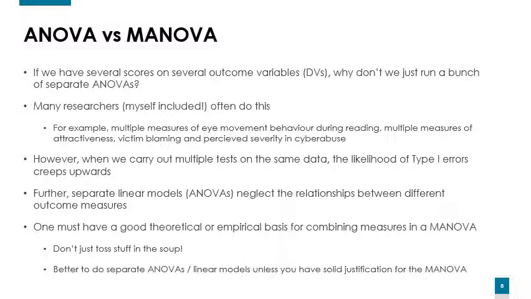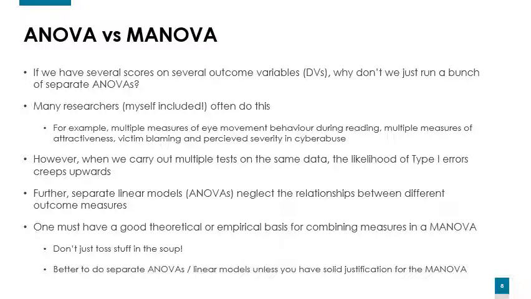Similarly, if you're looking at cyber abuse, if you have manipulated, say, the valence, the emotional content of an initial post, and then measured responses to that post and how it impacts on things like attractiveness, victim blaming, perceived severity, why not just do a whole bunch of separate ANOVAs? Well, when you carry out lots and lots of tests on the same set of data, you actually increase the likelihood of making a type 1 error. And furthermore, separate linear models, for example separate analyses of variance, will actually neglect the relationship between different outcome measures.